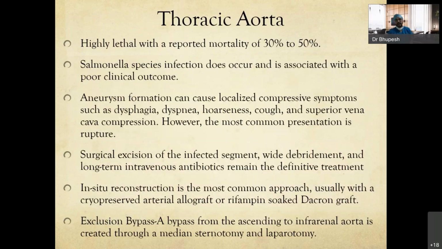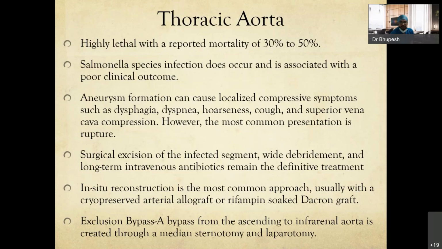Starting with the thoracic aorta, it is highly lethal, with a reported mortality of 30 to 50%. Salmonella species infection does occur and is associated with a poor clinical outcome. Aneurysm formation can cause localized compressive symptoms such as dysphagia, dyspnea, hoarseness, cough, and superior vena cava compression. However, the most common presentation is rupture. Surgical excision of the infective segment, wide debridement, and long-term intravenous antibiotics remain the definitive treatment.